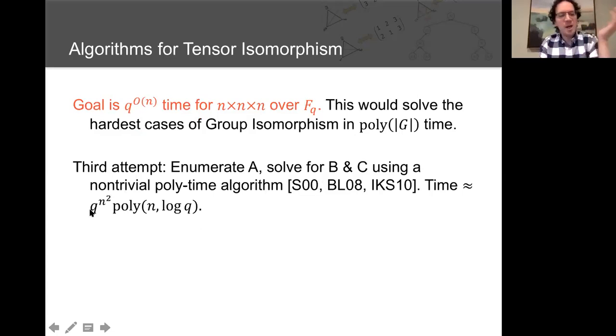Now, this is still not great. This is still asymptotically q to the theta n squared. It seems like we haven't made progress. Practically, this is good. We've taken like the cube root of our runtime.